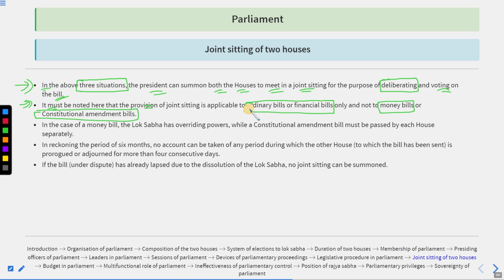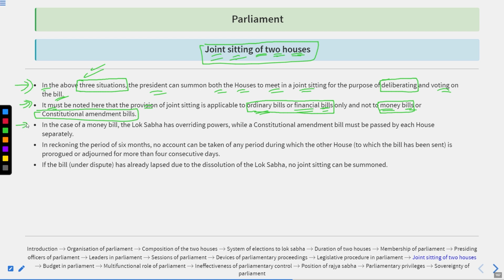Like, if there was any ordinary bill that has gone through these 3 situations, then only the president could summon both the houses to meet in a joint sitting. Okay, or in the case of financial bills only. In the case of money bill or the constitutional amendment bills, the president has no powers to call for the joint sitting, or we can say there is no provision of joint sitting of 2 houses. Okay, so it means if the bill gets failed in any of the houses, the bill will be failed.